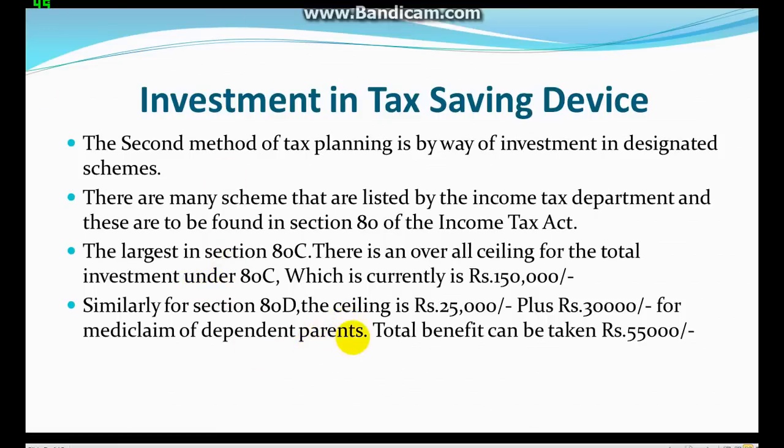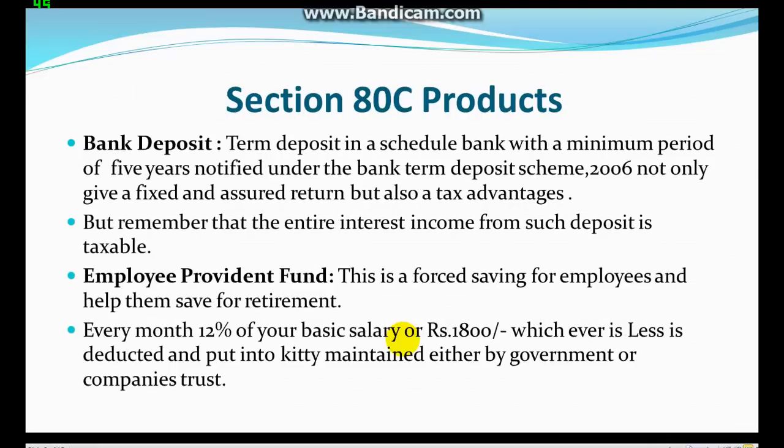Similarly, for section 80D, the ceiling is 25,000 plus 30,000 for mediclaim of dependent parents. So you can get the benefit under section 80D maximum up to 55,000. Now I am going to tell you the section 80C in detail.